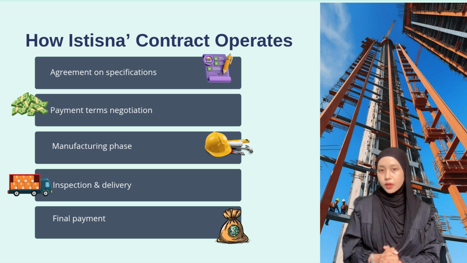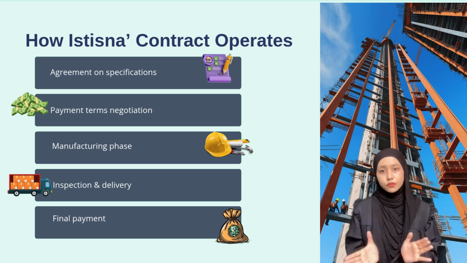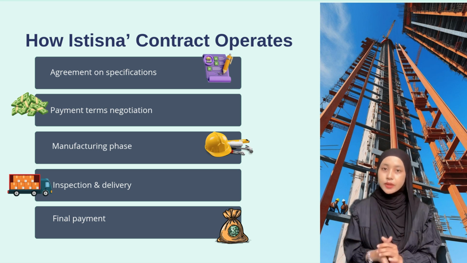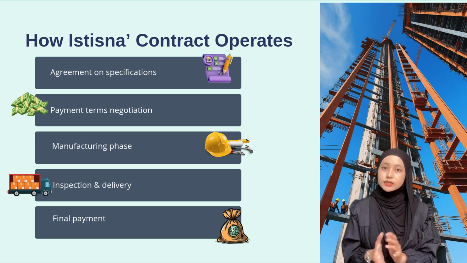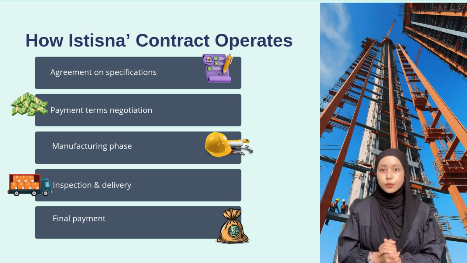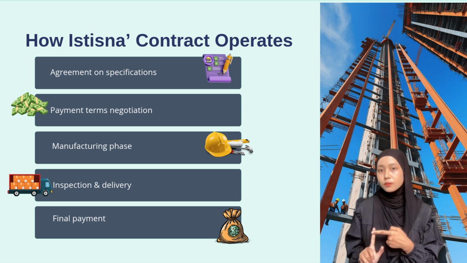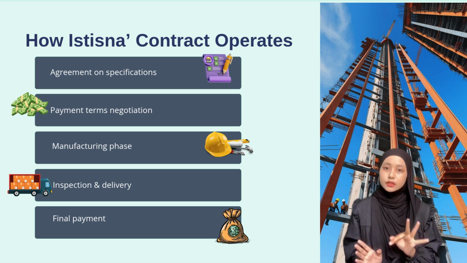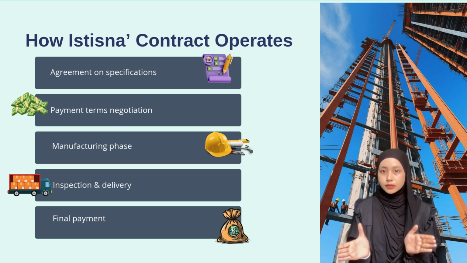How does the contract of manufacture, Istisna, work? First, agreement on specification. The buyer and manufacturer agree on details, specification, quality, and delivery schedule. Second is payment negotiation. Both parties determine the payment, for example, lump sum, installment, or on completion. The third one is manufacturer produces. The manufacturer starts production according to the agreed terms.